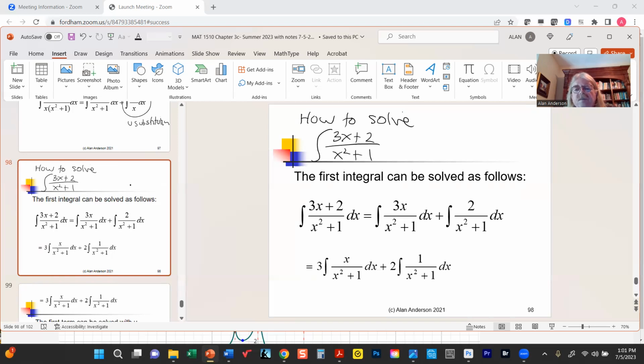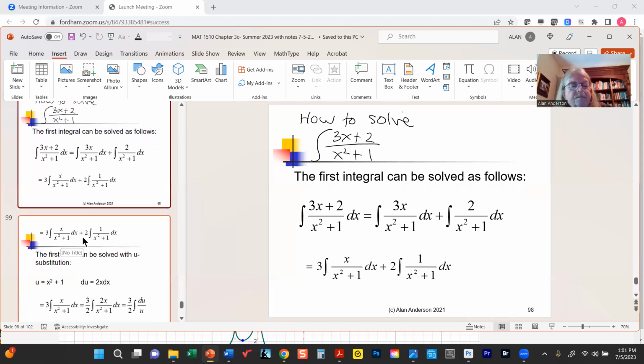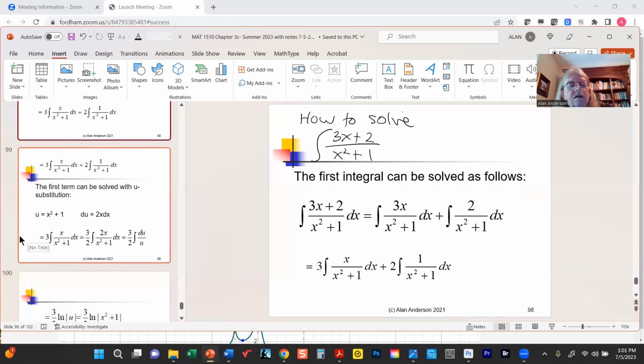So we'll break it up into 2 pieces. Now, you're going to be surprised by this one. So, and then I broke it up again at 3x over x squared plus 1. And then here we have 2 times 1 over x squared plus 1. So now we're going to look at this term by itself, because it can be solved with u substitution.